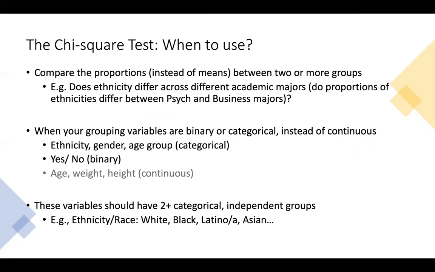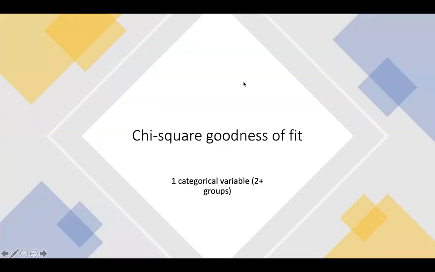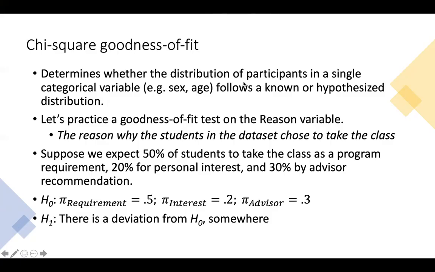An example is, does ethnicity differ across different academic majors? So is the proportion of ethnicities between psych and business majors different? It should be straightforward. You use a chi-square test when your grouping variables are categorical or binary. Categorical being like ethnicity, gender, age group, binary being like yes, no. Age, weight, and height, which are often continuous, are not something we would use for a chi-square, although, as we've talked about in lab before, our current, I just skipped the slide, sorry.